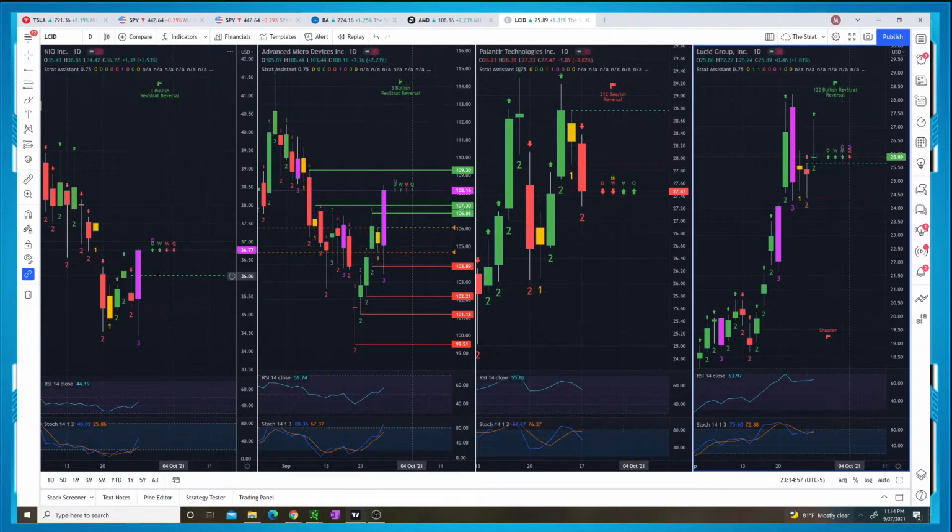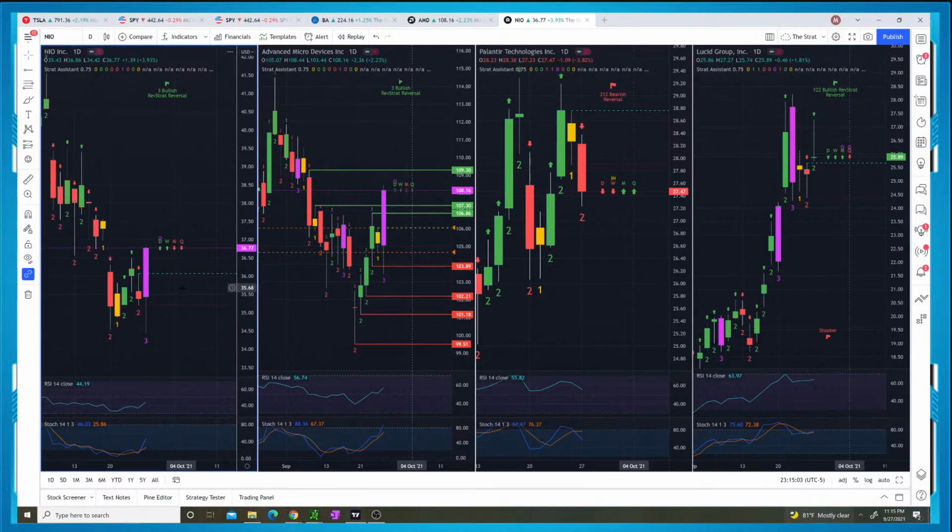But anyways, on NIO, we have an outside candle right here. Nothing popping out to me on the strat. One thing to keep in mind when playing the strat: if there's a 3 candle, always wait until the next candle plays out, because a lot of times it's going to be an inside candle. There won't be much movement. We want to play the breakouts.